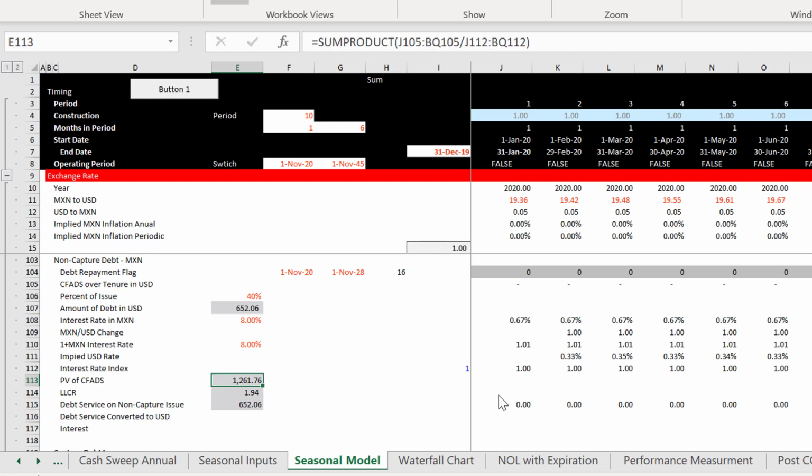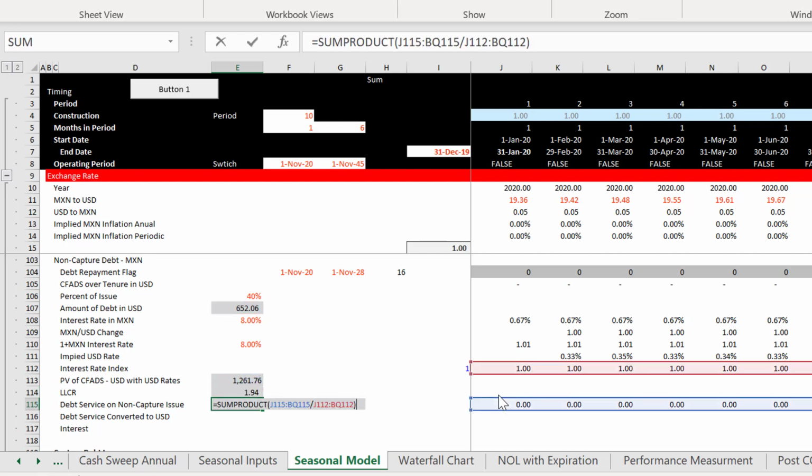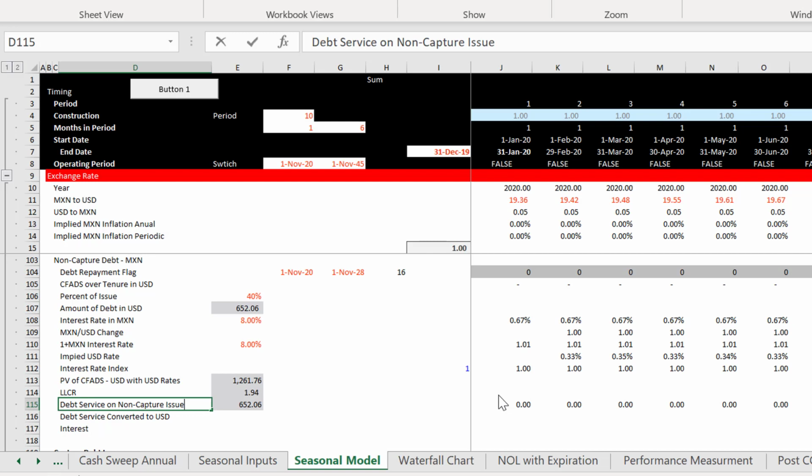This is the PV of the CFADS in USD with USD rates. And then we back into this LLCR the way we did before, and we get the NPV of this capture issue in USD.